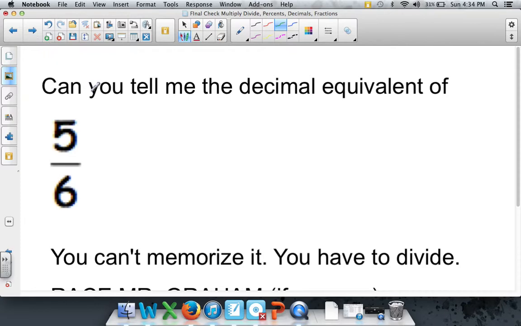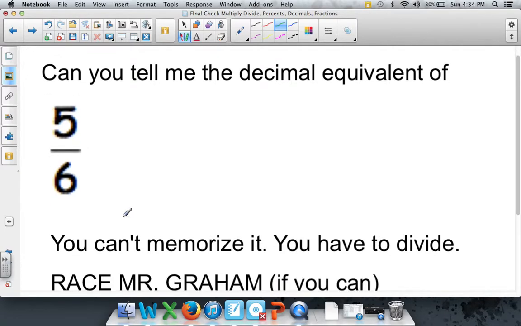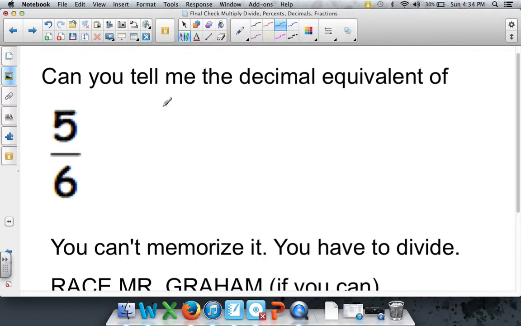How about this? Can you tell me the decimal equivalent of 5 over 6? You can't memorize that one. You have to divide. You can't memorize it because it's going to be a little too ugly. Sorry, it's true. So you take the numerator and you put it in the box. You take the denominator and you put it outside the division box. Then you add your decimal, bloop, and a 0. Woo. Now you can divide to figure out what this fraction is as a decimal equivalent.